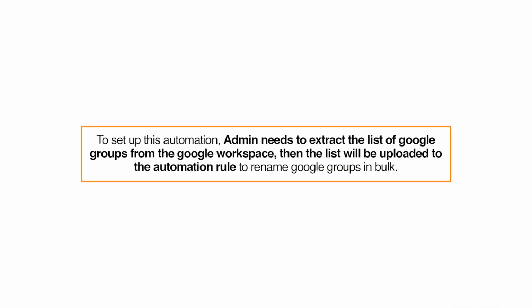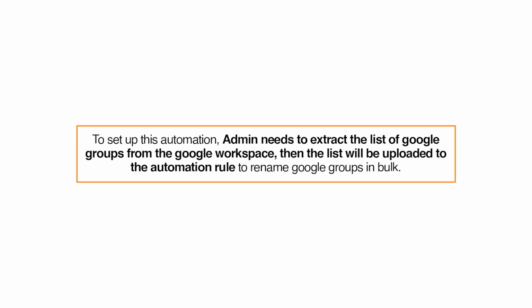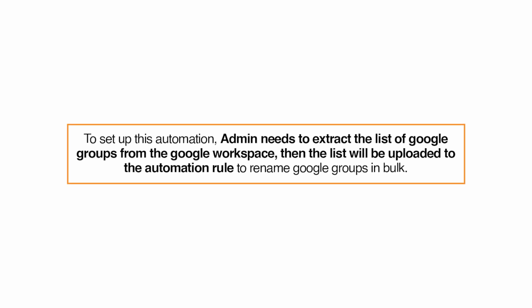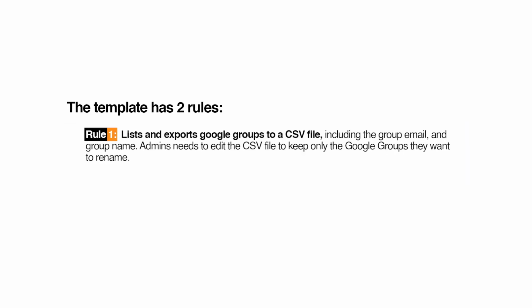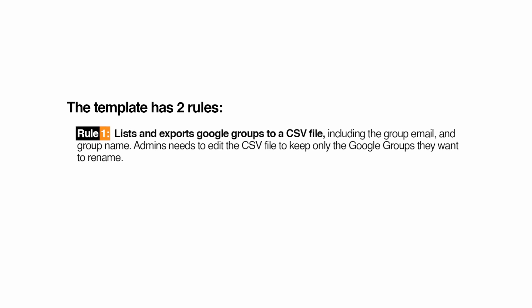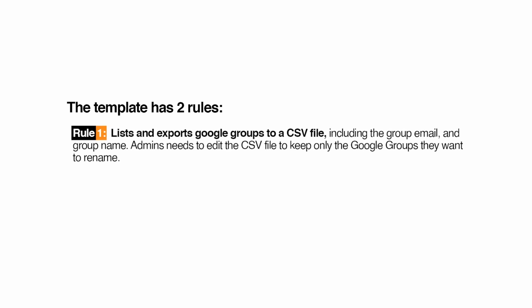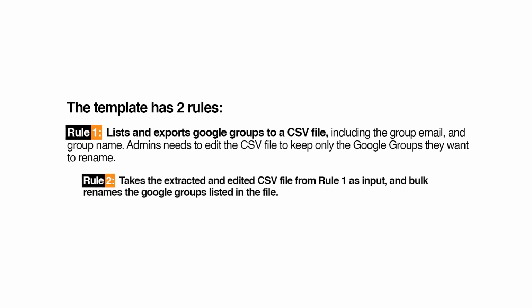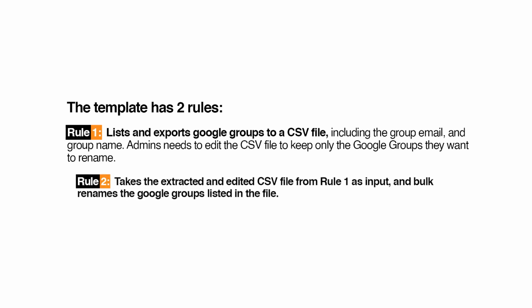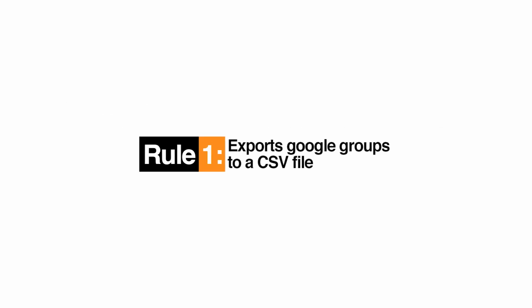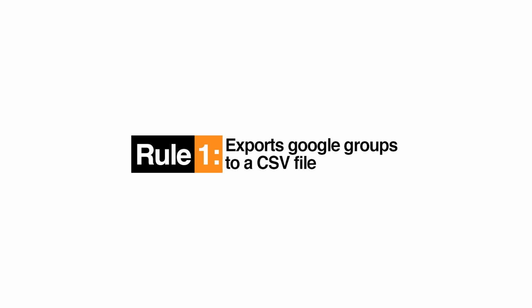To set up this automation, the admin needs to extract the list of Google Groups from Google Workspace. Then the list will be uploaded to the automation rule to rename Google Groups in bulk. The template has two rules. Rule 1 lists and exports Google Groups to a CSV file, including the group email and group name. Admins need to edit the CSV file to keep only the Google Groups they want to rename. Rule 2 takes the extracted and edited CSV file from Rule 1 as input and bulk renames the Google Groups listed in the file.